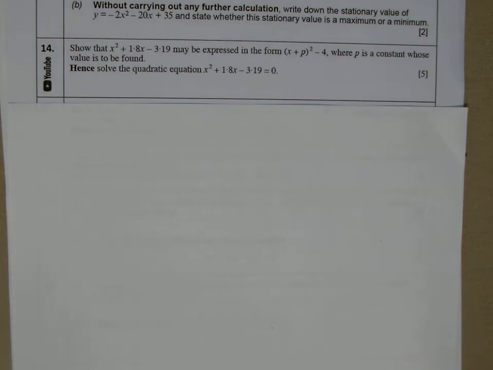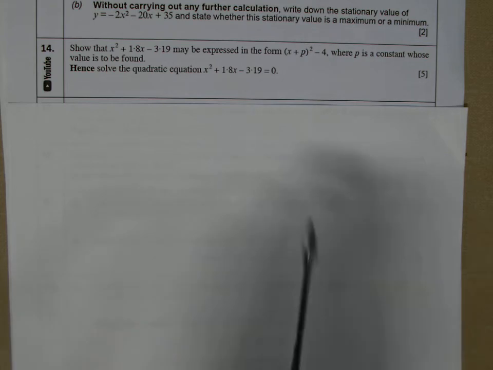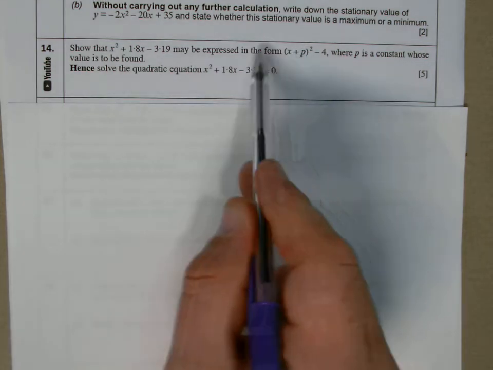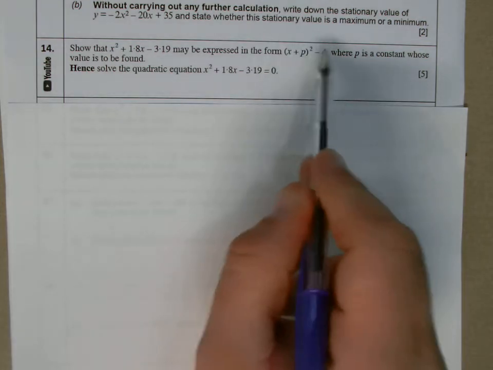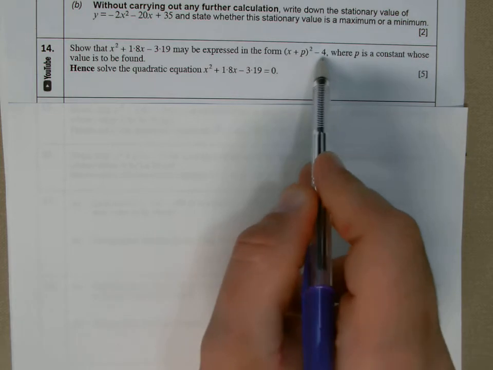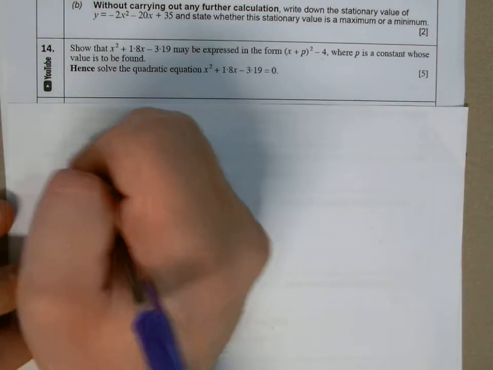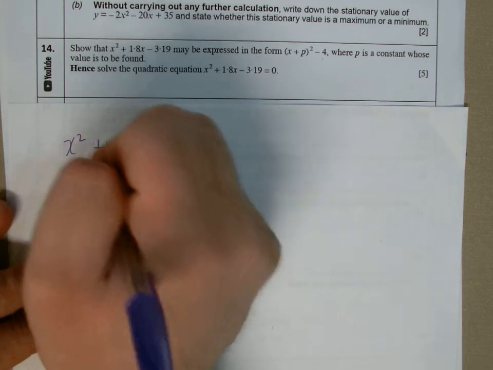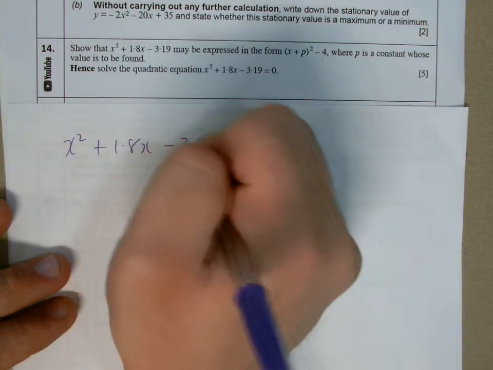It says here, show that x squared plus 1.8x minus 3.19 may be expressed in this form. Well, the quadratic has been completed the square, yeah? And they've actually told you there's going to be minus 4 there. So let's just do that, right? So x squared plus 1.8x minus 3.19.